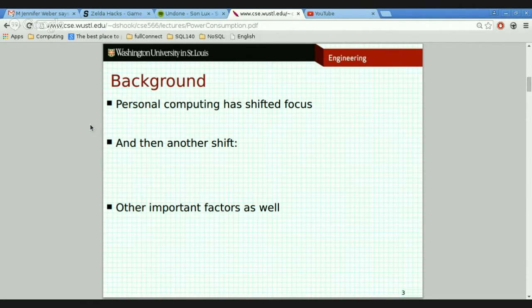But then there came a point when we couldn't increase the clock speed of these chips anymore. It was just physically not possible because increasing the clock speed was generating too much heat, too much power, that we were melting the chips.